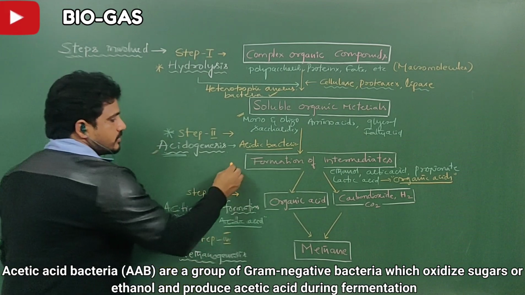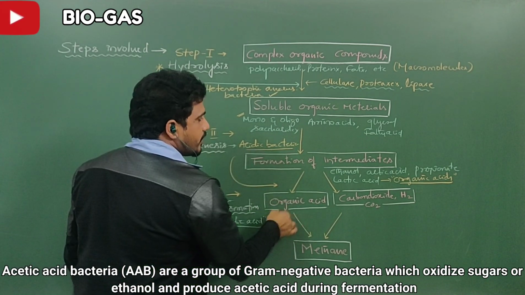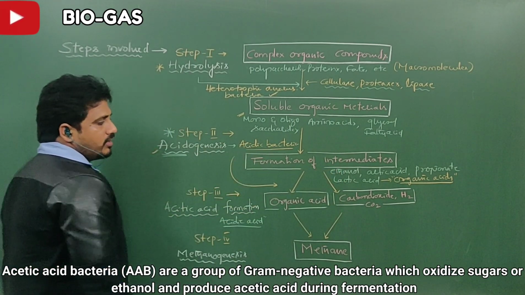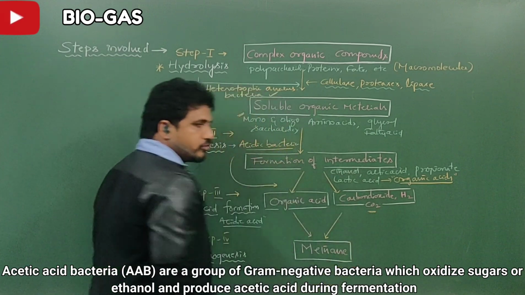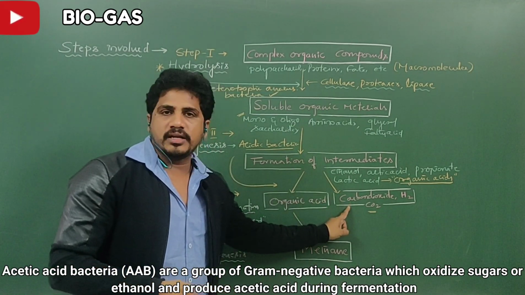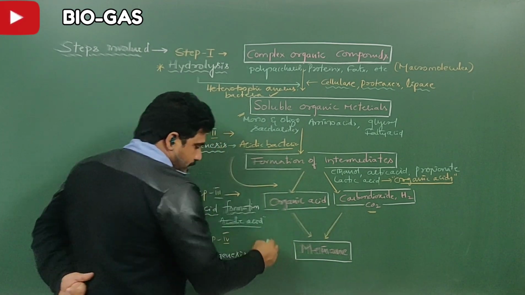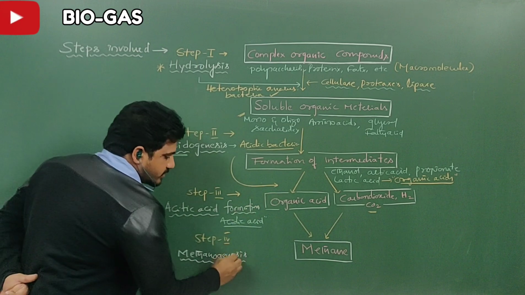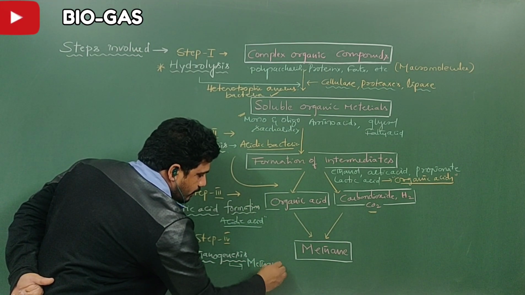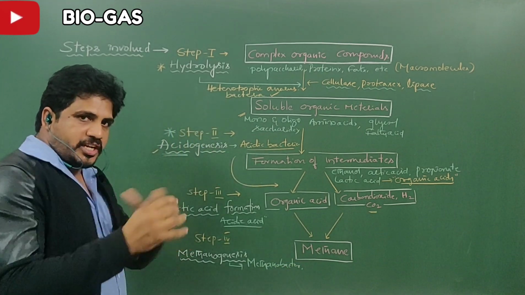So here some acetogenic bacteria can act on the organic acids, and because of some intermediate products like ethanol and all, carbon dioxide is also produced. You know very well that these are fermentation products. Along with the ethanol, what will be produced? Carbon dioxide. So these are the important bacteria coming in step 3. In step 4, it is methanobacter, also called methanococcus, methanogenic bacteria.